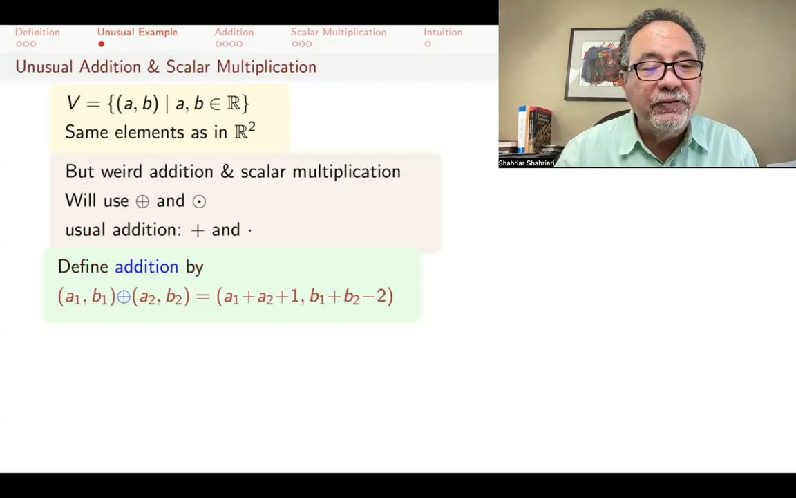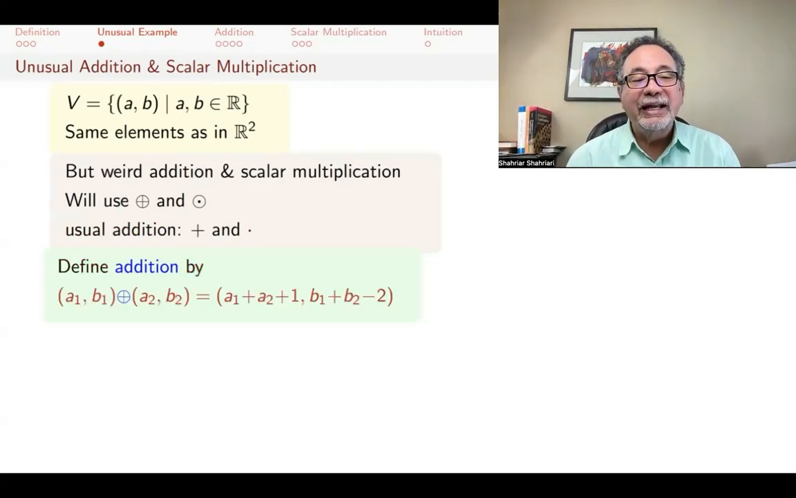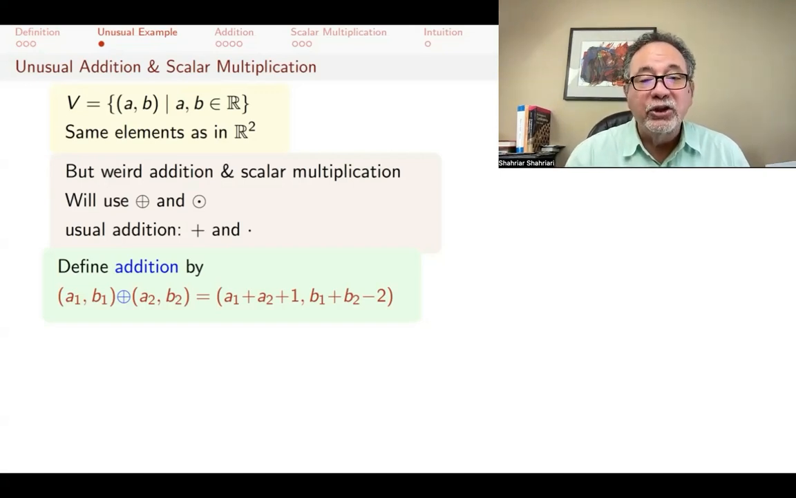The way the addition is defined is this. If you take A1, B1, and A2, B2, usually in R2, the way you would add them, you would get A1 plus A2 and then B1 plus B2. But here you don't do that. You get A1 plus A2 plus 1, and B1 plus B2 minus 2. You add 1 to the x coordinate and subtract 2 in the y coordinate. This is a strange addition. It's not the usual addition.